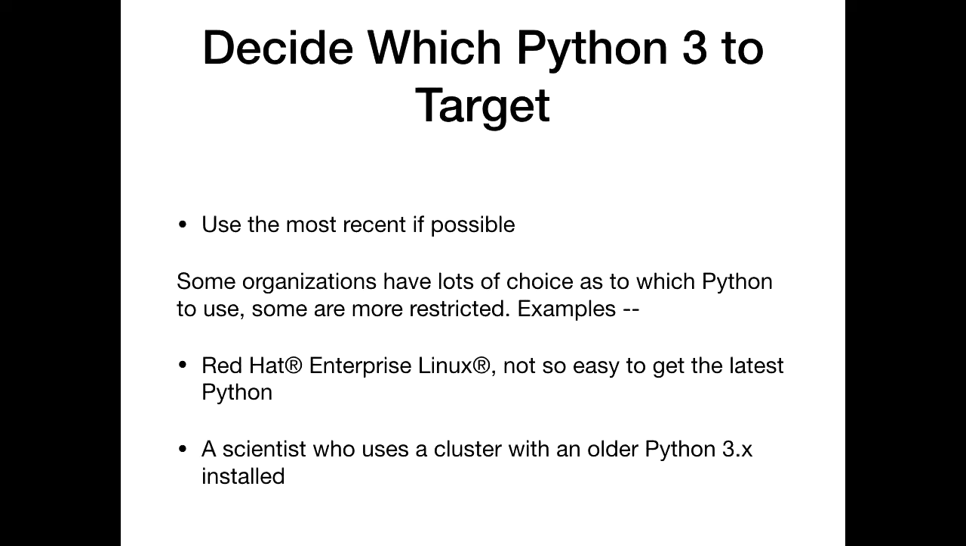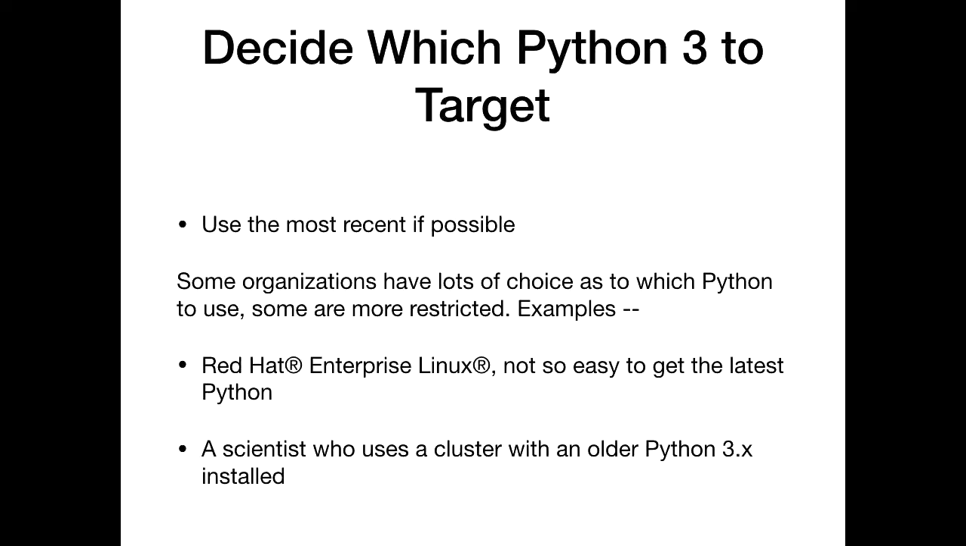So the first thing that I recommend you think about when you're deciding how to make this transition is which Python 3 you want to target. It might seem obvious to use the most recent if you can, and that's good advice. Python 3.7 just came out a couple of weeks ago or something like that, right? So yes, 3.7 is available. Obviously, it's got the latest and greatest features and new stuff in the standard library.